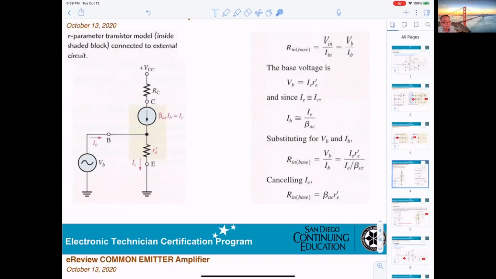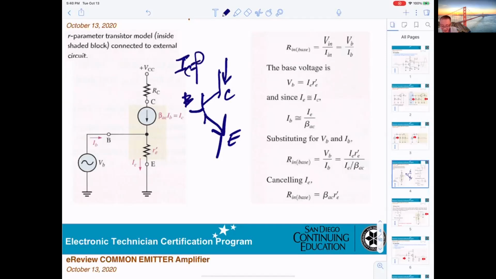Now you can see the difference between the transistor in the DC bias and this one. Basically, you can see base, collector, emitter. And you understand we still get the current IC going here, beta IB, and the current flowing here, IE. However, you can see the difference.